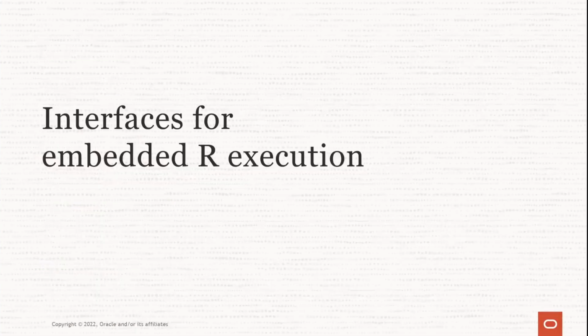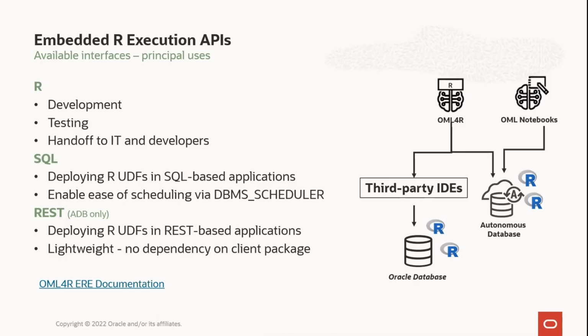So let's take a look at the interfaces for embedded R execution. You'll use the R interface to develop your functions and create reproducible, shareable scripts. And the SQL and REST interfaces are used to deploy these scripts in applications. So you can develop and share your own R functions, including third-party code, with R, and then leverage the parallelism and scalability of the database through embedded R execution in R or SQL. And then, depending on your application requirements, deploy those same functions using SQL or REST.